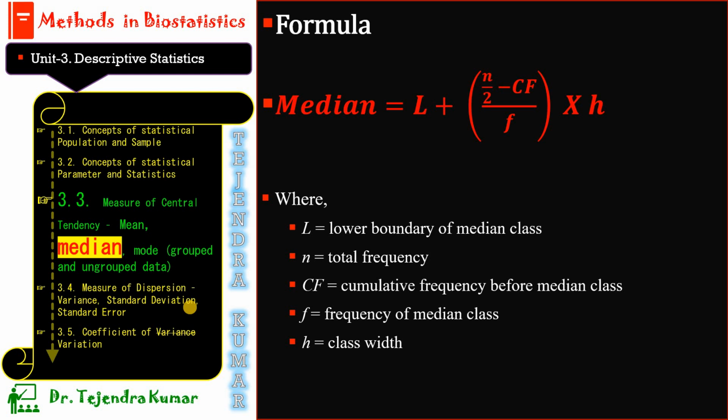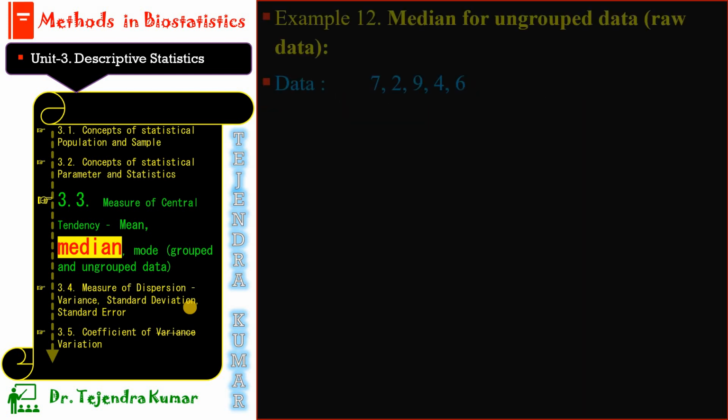class width. Likewise, there are classes 10 to 20, 20 to 30, 30 to 40. In that case, the difference is equal, and that is 10. So class width is 10, and suppose the median class is 20 to 30. So the lower value will be 20. N is the total frequency which we will calculate from the data, and CF will be applied as I will show you in the formulas and examples, and F also.